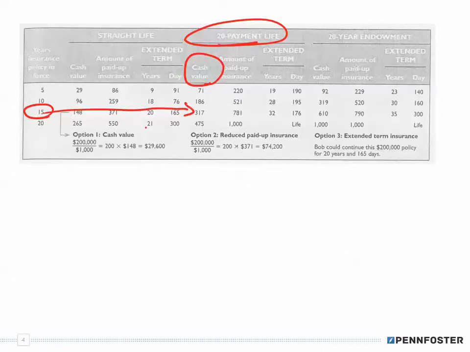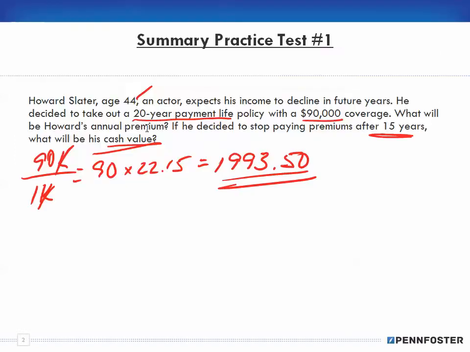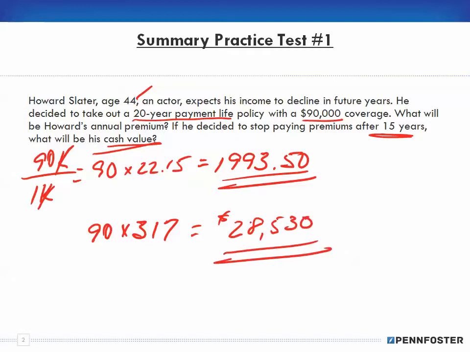So that's $317, right? So I take the 90, not dollars, take the 90 and multiply it by $317, and I end up with a cash value of $28,530. Okay, so that's his cash value. And that's problem number one.